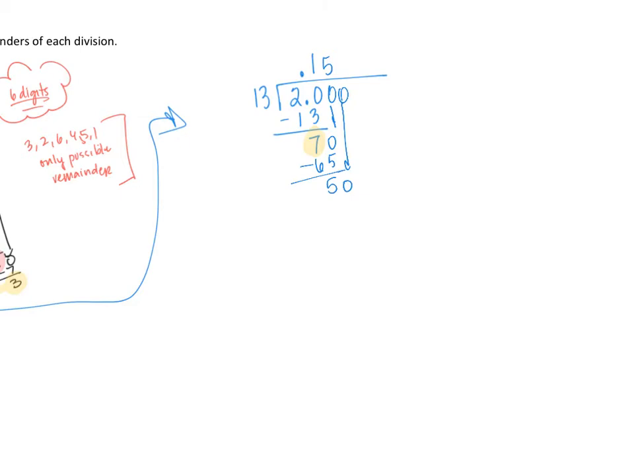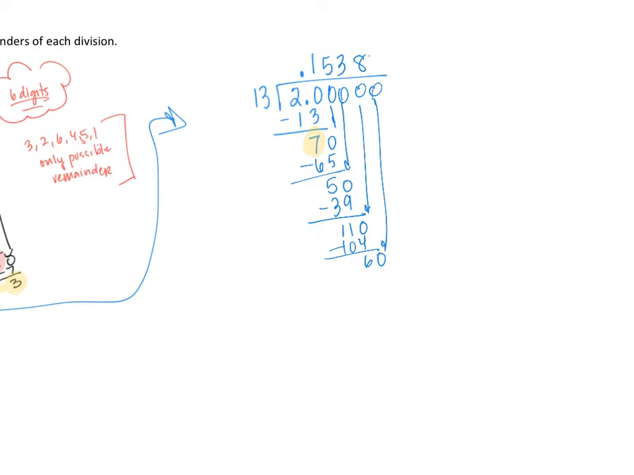Bring down a 0. 13 can go into 50. That would be 3 times. Use up 39, which will have us have 11 left. And again, keep continuing on, and you should be able to do this by yourself. Let's see when we start to repeat again. So 8 times 13 will be 104. We have 6 left. Bring down 0.